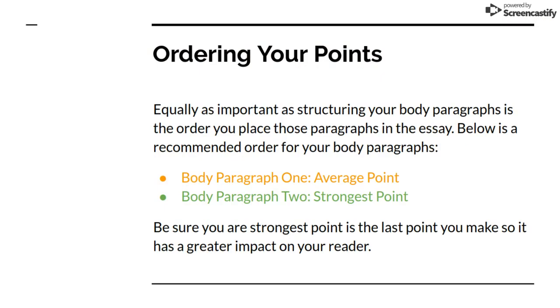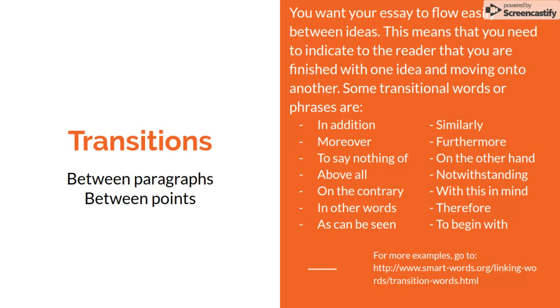We're not doing 2 body paragraphs, so we're doing 3. So this order is going to look a little bit different. Your first body paragraph should be your average point. Your second body paragraph should be your weakest, and your third body paragraph should be your strongest. So pretend there's a third one in the middle there. That's your weakest point. Sorry, I didn't change that.